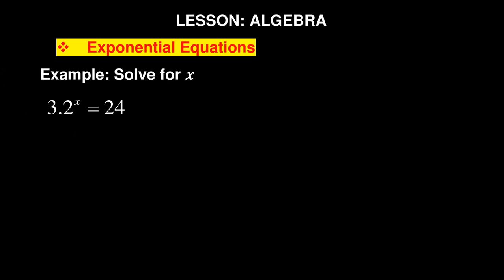Now let us look at the question that is given here. This is a question taken from a previous paper. It says 3 times, that dot there is times, 2 to the exponent x is equal to 24. So the question is, we need to solve for x. As I say, it is exponential equations. So how do you go about simplifying this kind of a problem?